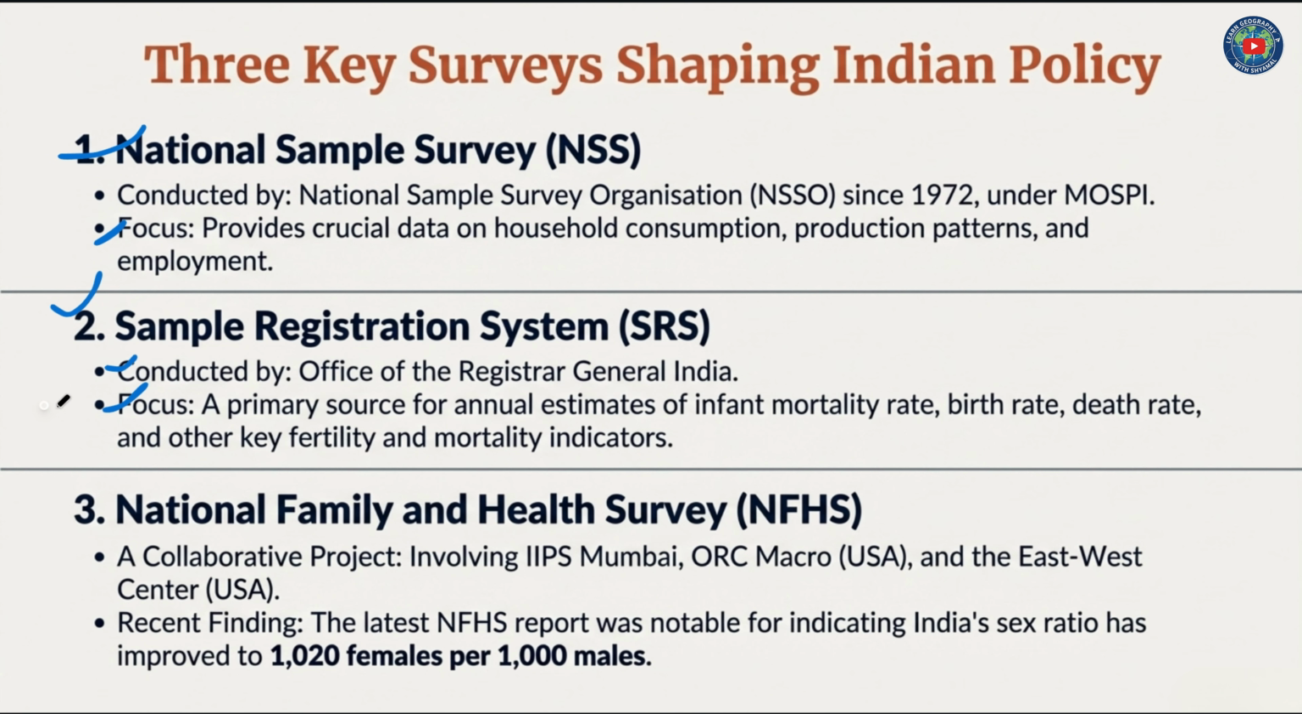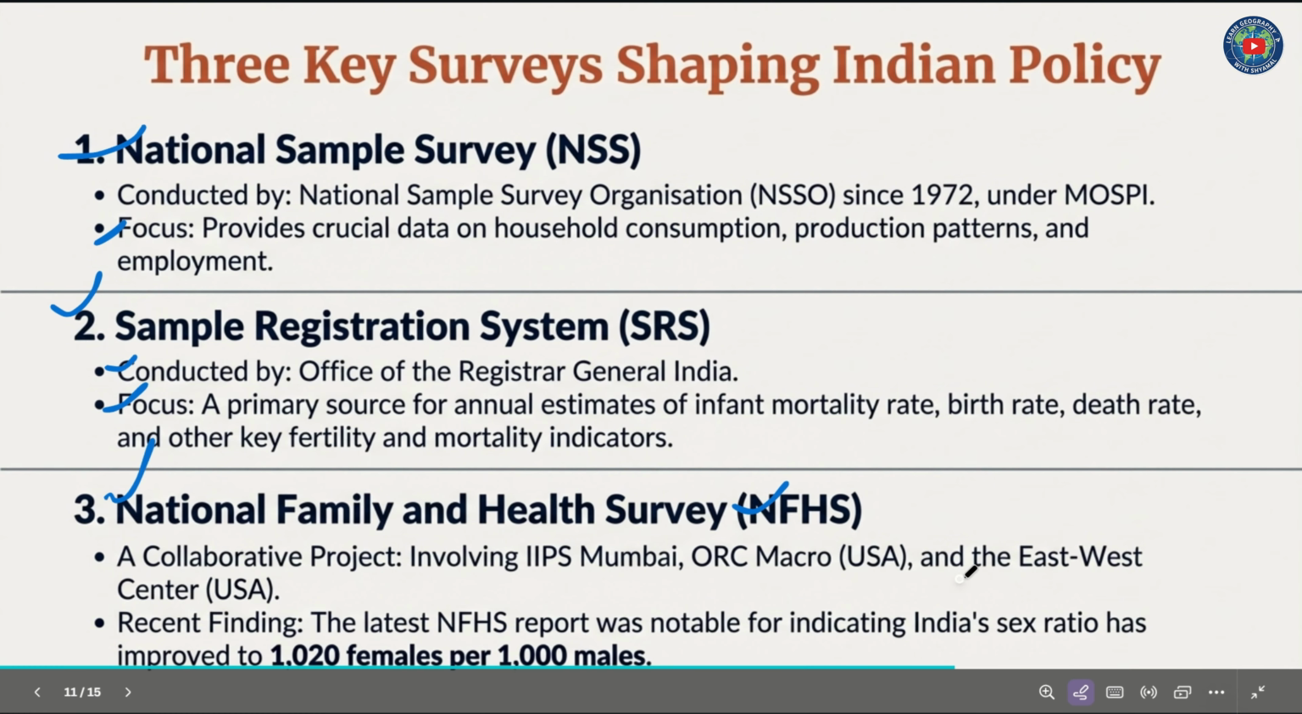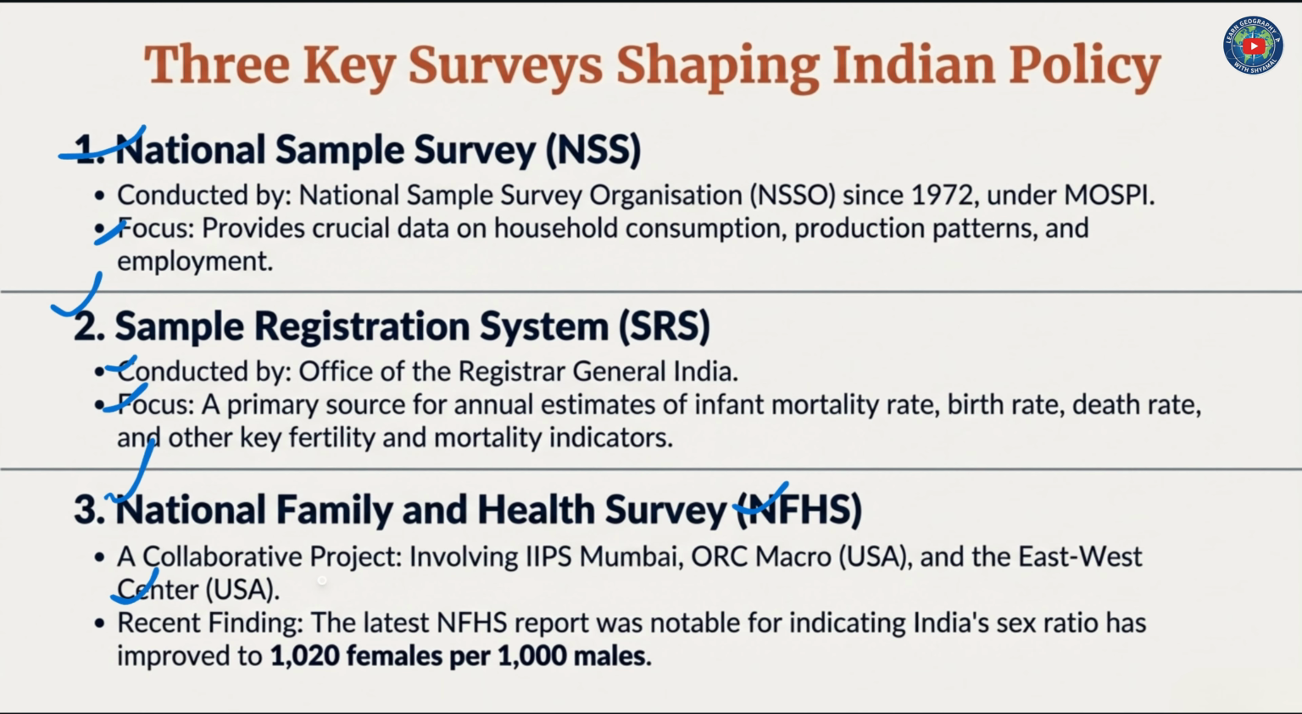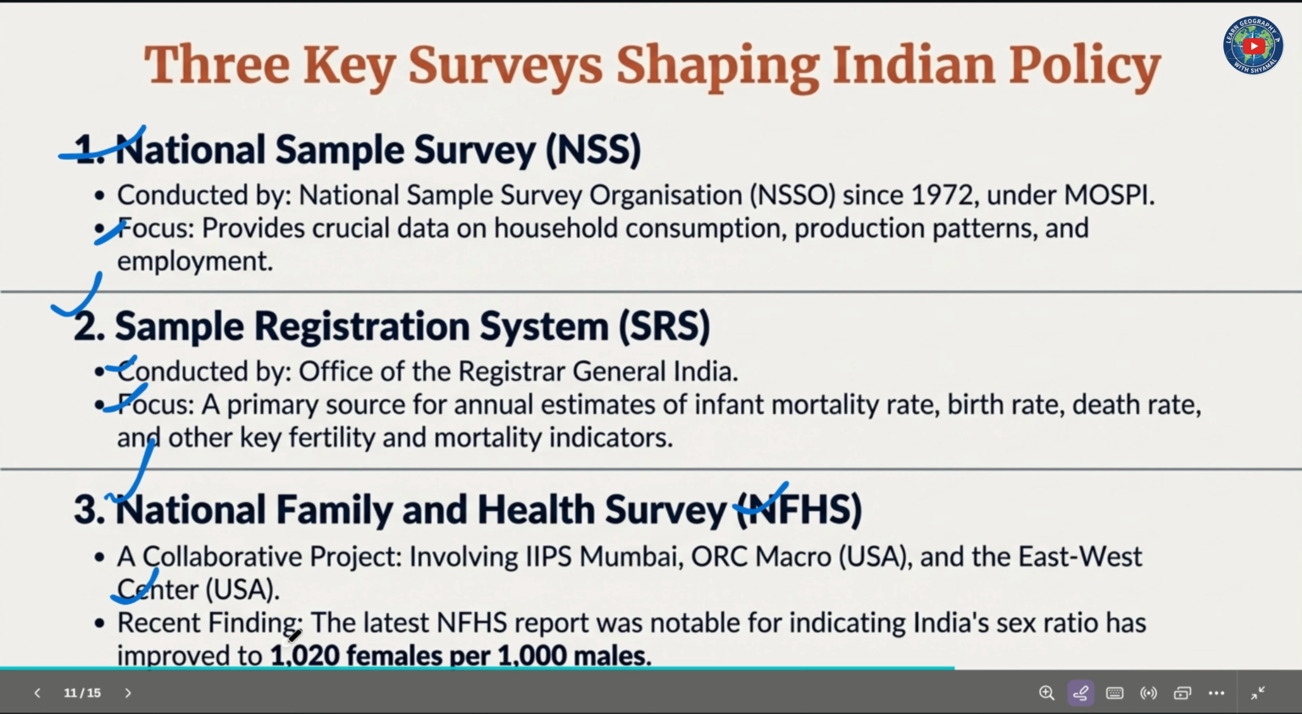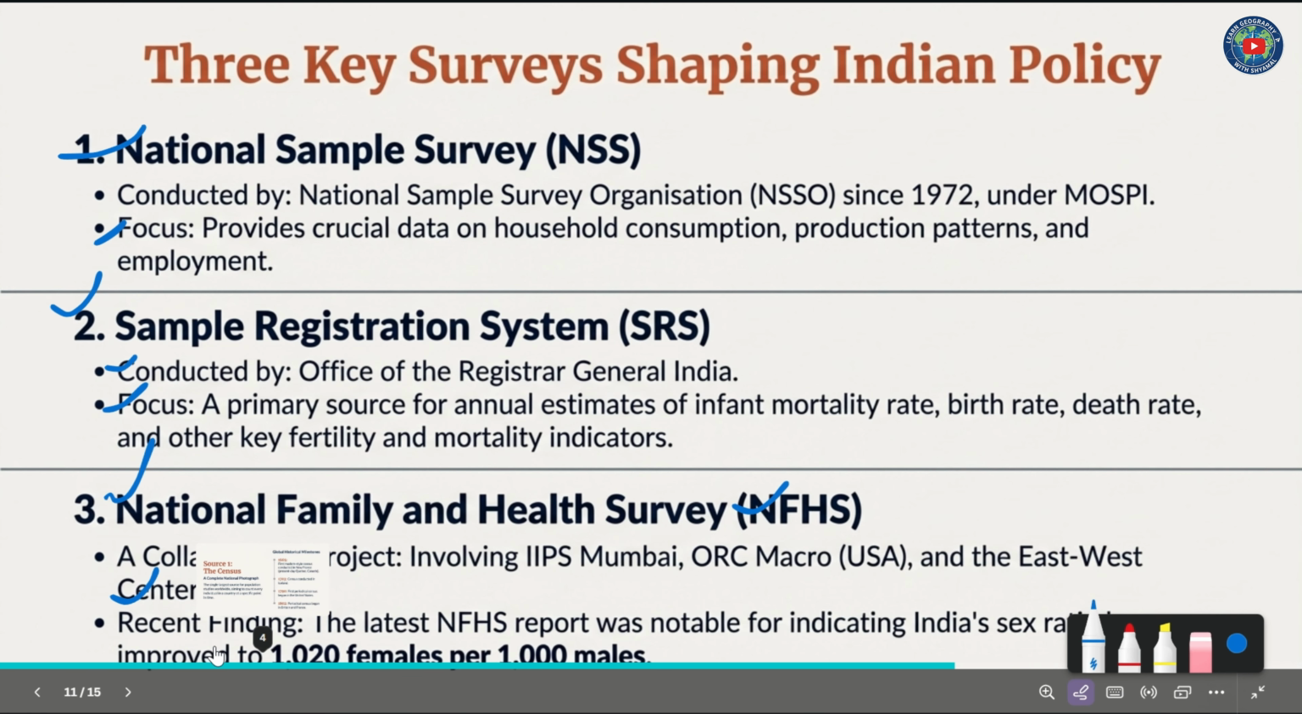It is a primary source for annual estimates of infant mortality rate, birth rate, death rate and other key fertility and mortality indicators. National Family and Health Survey, NFHS, is a collaborative project involving IIPS Mumbai, ORC Macro USA and the East-West Center USA. Recent findings: the latest NFHS report was notable for indicating India's sex ratio has improved to 1020 females per 1000 males. This is a crucial, significant outcome of the National Family and Health Survey conducted recently.